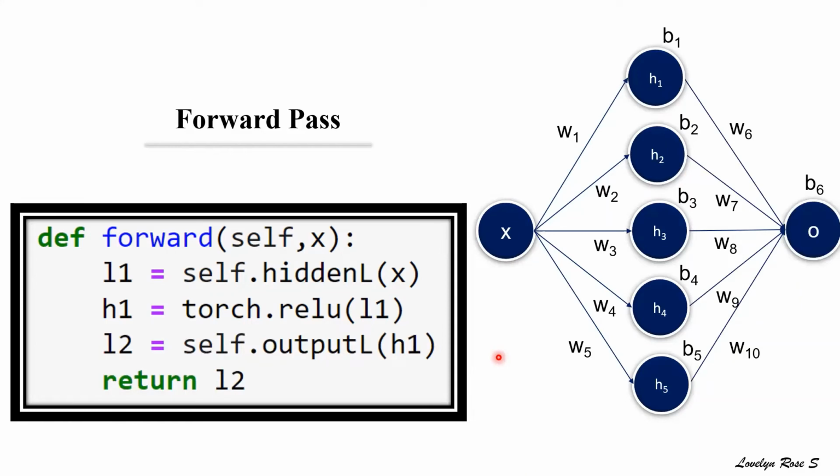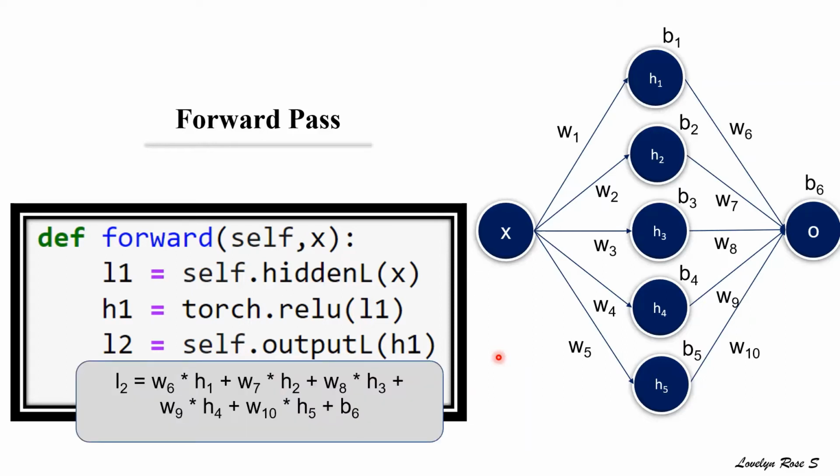Then I need to calculate the forward pass from the hidden layer to the output layer. So for that, I call the net input to the output layer as L2, and I take it as W6 into H1, which is the output of node H1, W7 into H2, and so on. I also need to add the bias in the output node, which is B6. So L2 is now a linear combination of W6, W7, etc., the output of the hidden nodes and the bias.